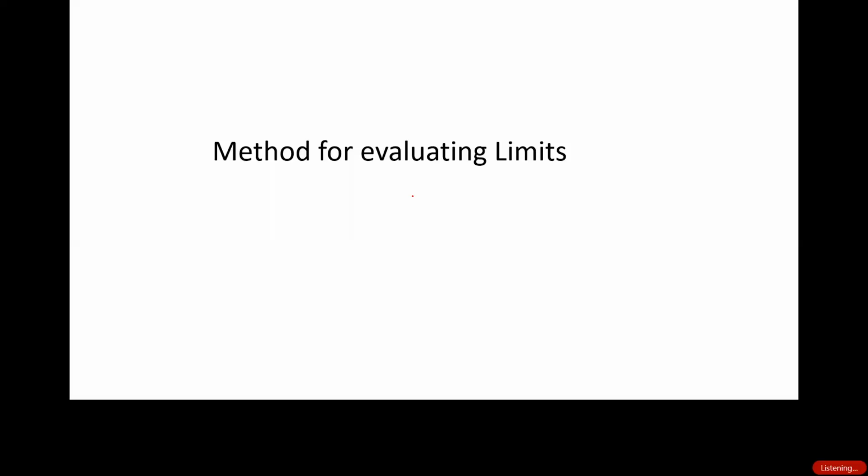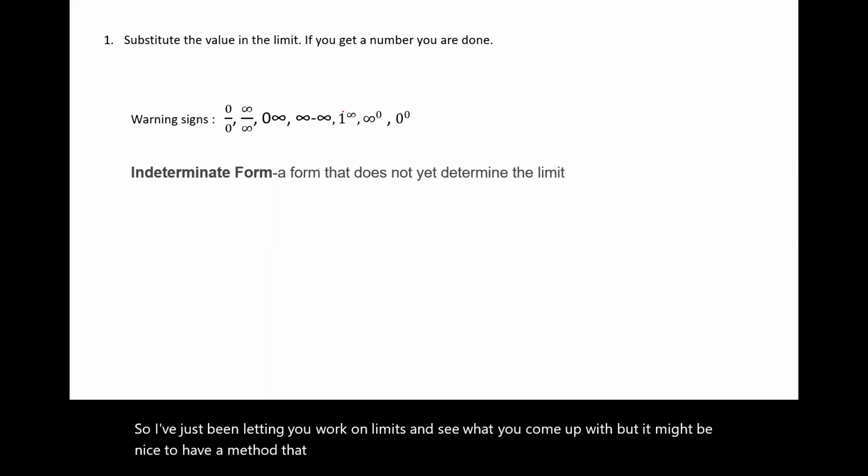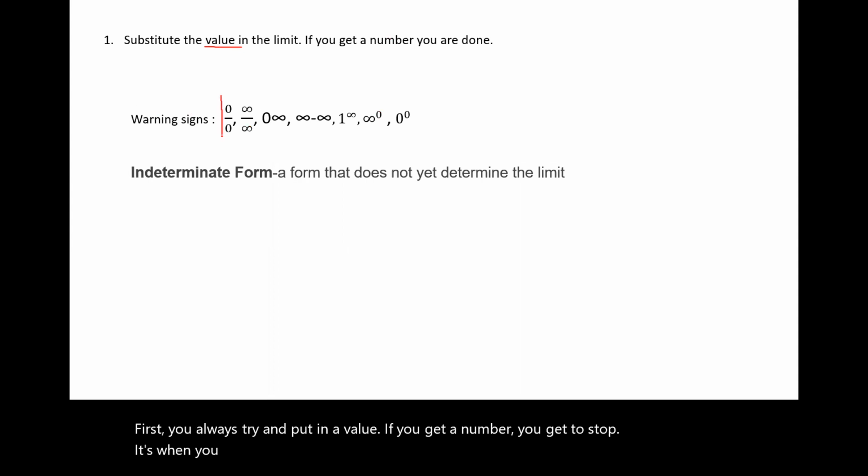What we're going to look at today is a method for evaluating limits. So I've just been letting you work on limits and see what you come up with, but it might be nice to have a method that you can just tackle your limit every single time. So first, you always try and put in a value. If you get a number, you get to stop. It's when you get the indeterminate forms that I like to call warning signs that we have to keep going.